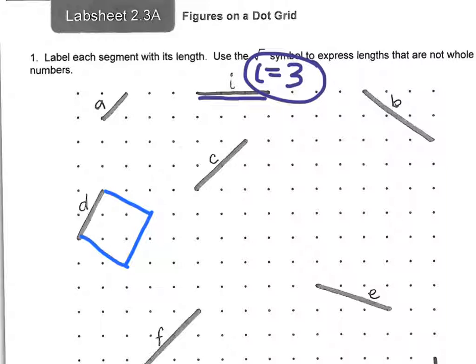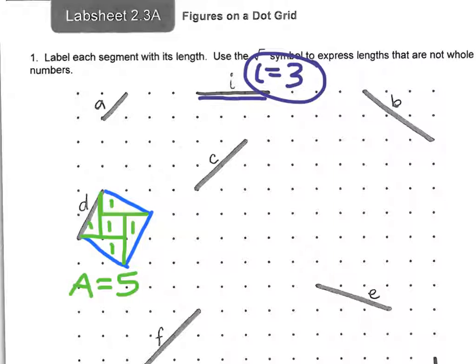So I'm going to draw in some slope triangles to split up D into some shapes I can find the area of. I know the area of this little square here in the middle is just 1. I know that the area of this little triangle up here, I can do base times height, so 2 times 1 divided by 2 is also 1. So each of these triangles has an area of 1. All together, I've got 1, 2, 3, 4, 5. So the area of square D is 5 square units.